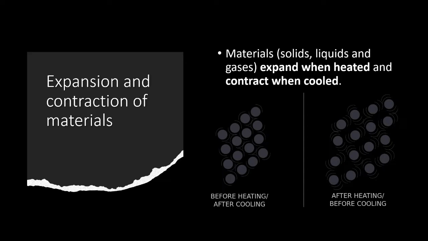Materials like solids, liquids, and gases will expand in size when heated and contract when cooled. This is due to the particles that are in constant motion, and they can be influenced when heat is applied or when heat energy is removed from the substance.